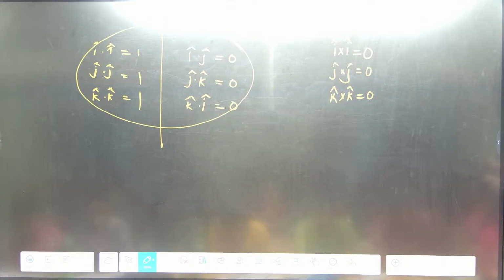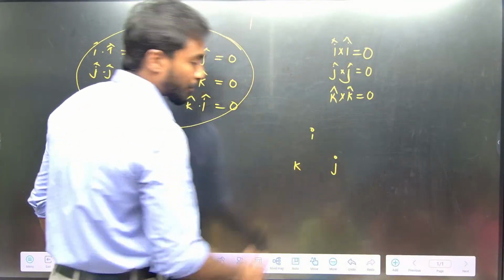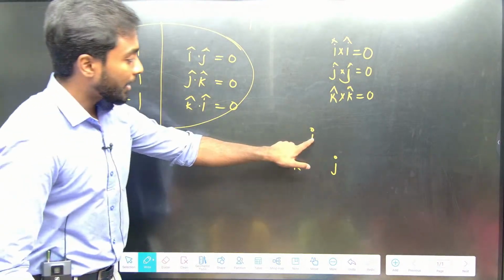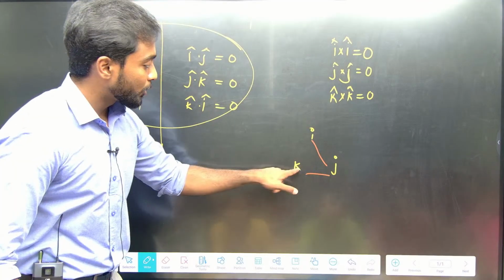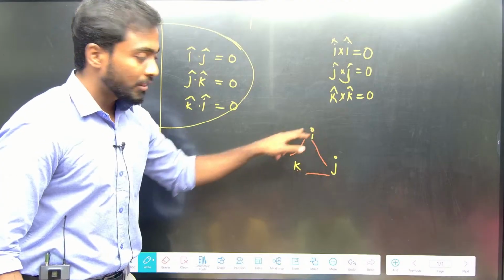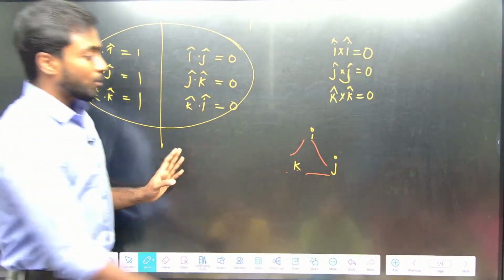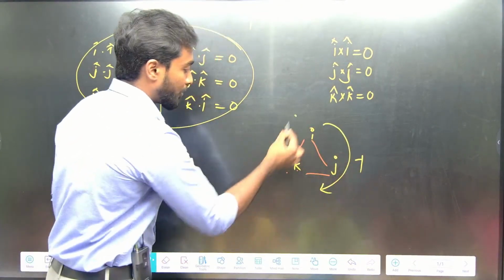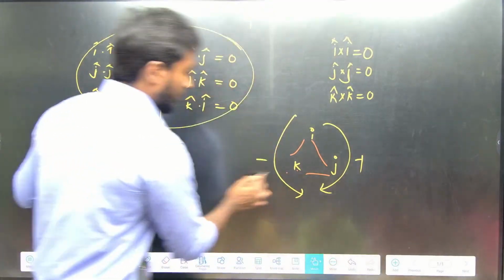So what about i cross j? It is not 1. Here is the thing, remember like this: i, j, k. If you are multiplying i to j, the resultant will be k. If you are multiplying j to k, the resultant will be i. If you are multiplying k to i, the resultant will be j. If you are coming in the backward direction, i to k, the resultant will be minus. If you are going in this direction, use positive. If you are coming in this direction, use negative. Listen carefully.